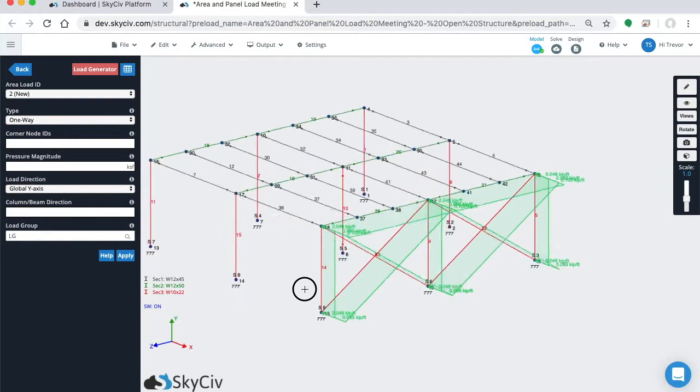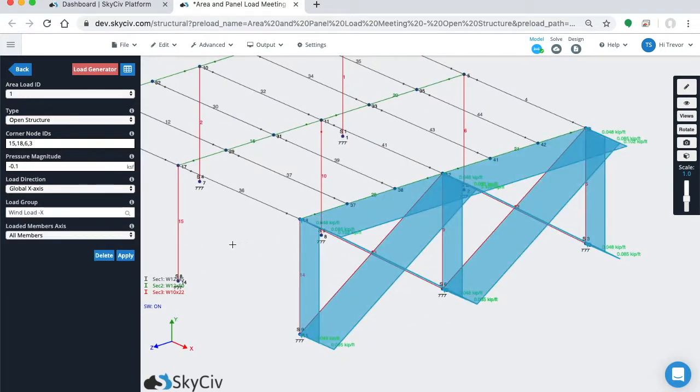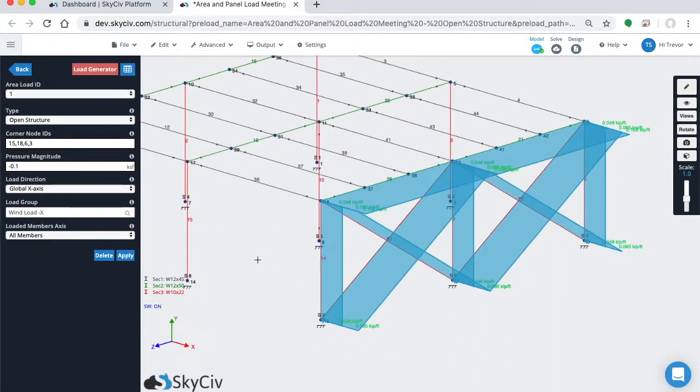But with that, that's just a very simple run through of the open structure loads.